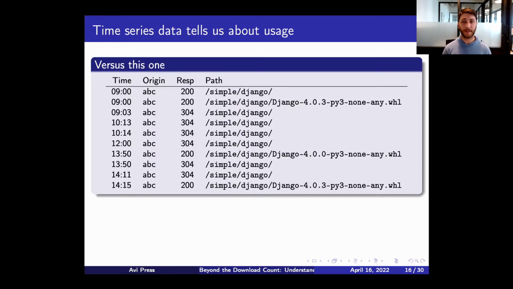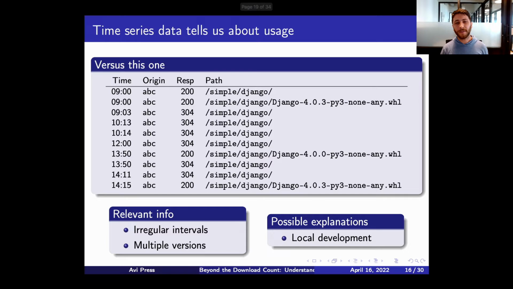Let's look at a different example where we see someone fetch the latest version of Django. They're checking for updates at fairly irregular times. They then fetch an older version of Django. They downgrade, they do some more work, and then they go back to the latest version. And the relevant info here is that we see irregular intervals and multiple versions. This looks like a person, and a very likely explanation is that there's some local development going on with Django.